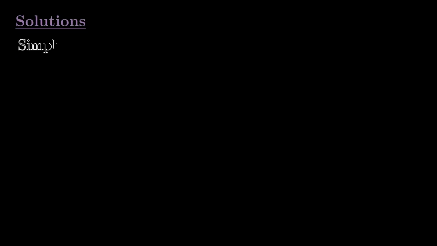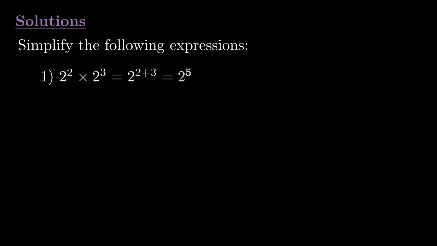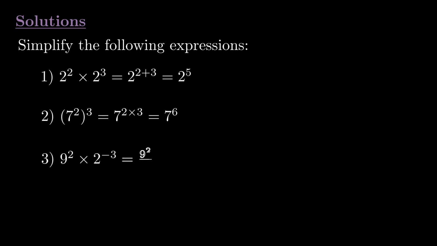Okay, so now let's solve these expressions. Let's simplify them. For the first one, it's 2 to the power of 2 times 2 to the power of 3. Here, remember, the exponents are getting added together. So it's the first property that we saw. It's 2 plus 3 equal 5, so it's 2 to the power of 5. For the second one, it's the third property. So it's 2 times 3, and then you get 7 to the power of 6.